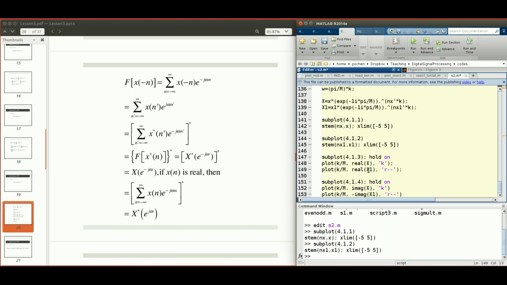So if x1 is the conjugate of x, then the real part should be identical, right? And then the imaginary part should differ by just a minus sign, right? Let's see if it's indeed true. Let's plot the real part first. Here I'm plotting, with the horizontal axis normalized from -1 to +1, the real part of big X in black, and the real part of x1 in red dash.